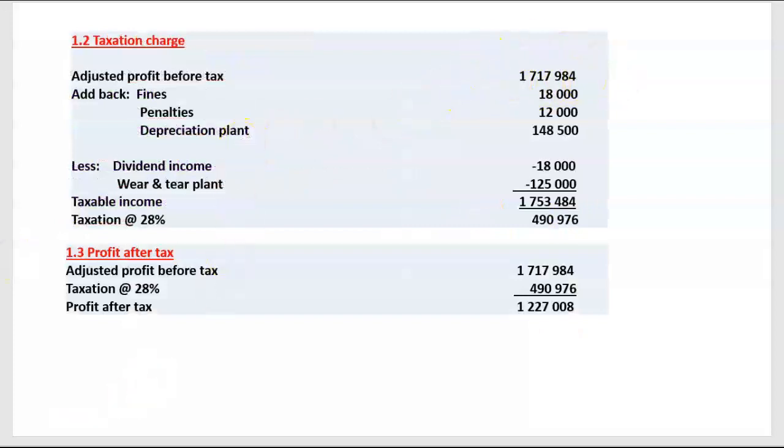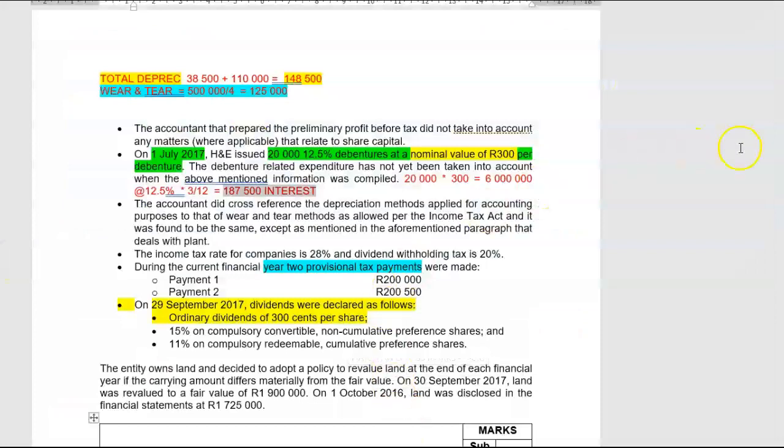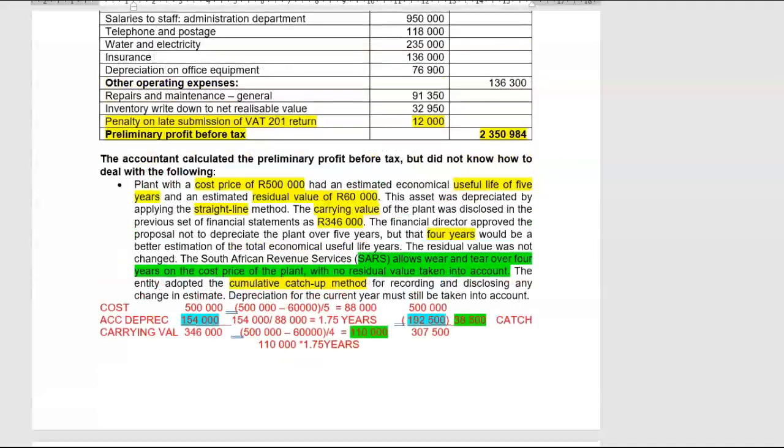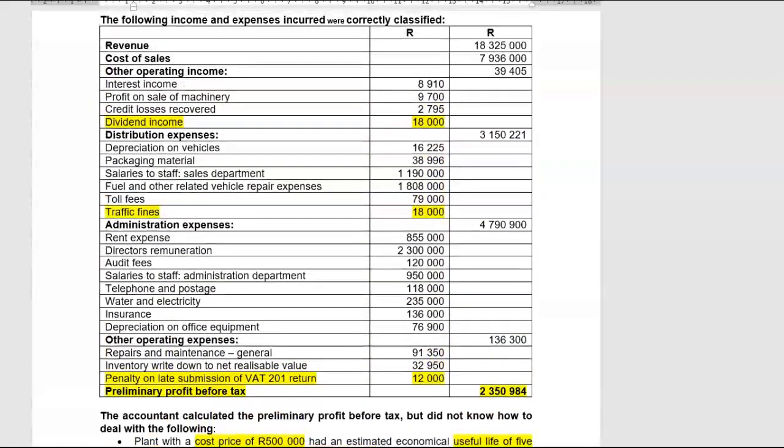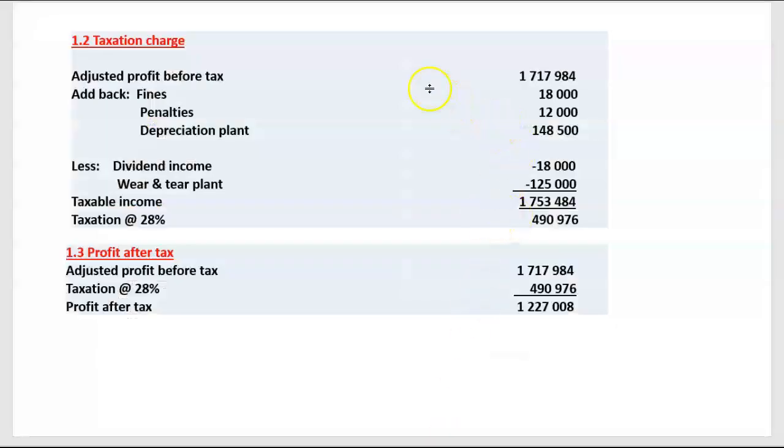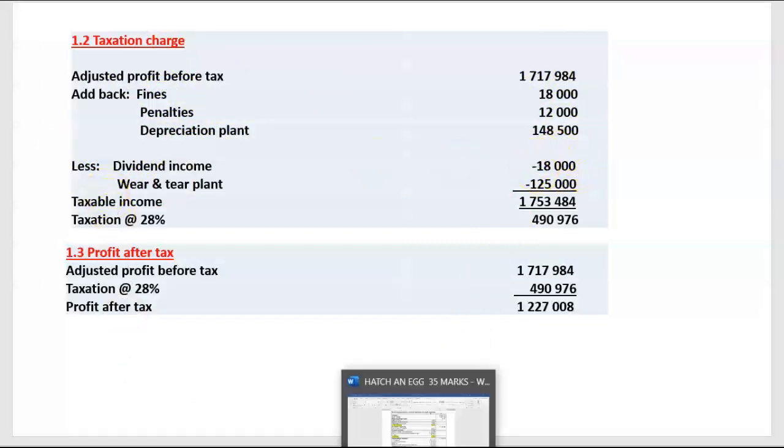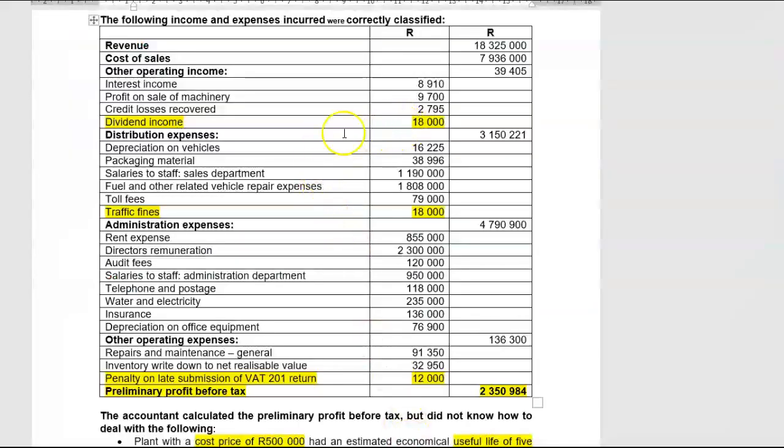1,717,984. Now I can deal with all these items that I've identified, which are either not taxable income or not a tax deductible expense. Dividend income of 18,000 is not subject to tax. So I'm going to deduct that dividend income from my profit before tax. There it is, 18,000. I'm going to deduct that because it's not taxable. Traffic fines are not tax deductible, so I'm going to add them back to my profit.